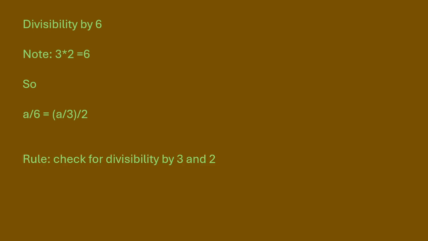For divisibility by 6, we note that 2 times 3 equals 6. So if we have our number divided by 6, we can break this down and check each case individually. So we check divisibility by 3 and divisibility by 2. And that is our rule.